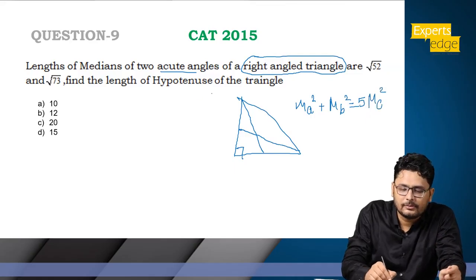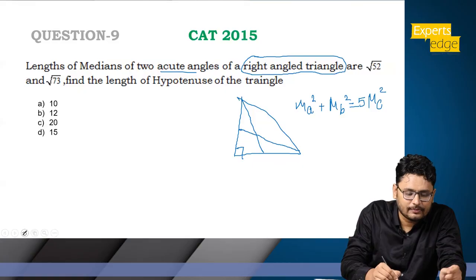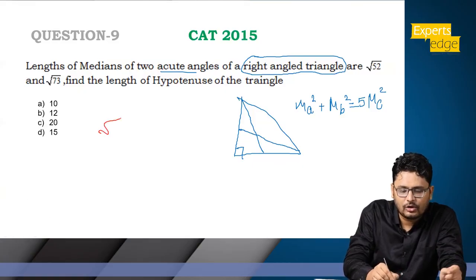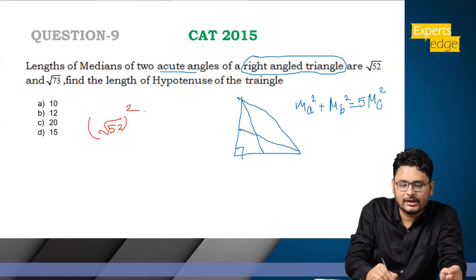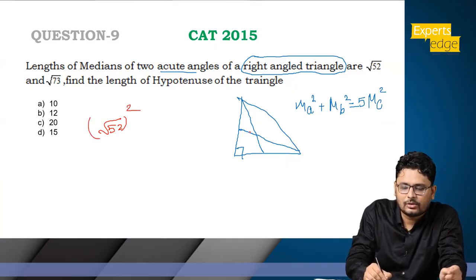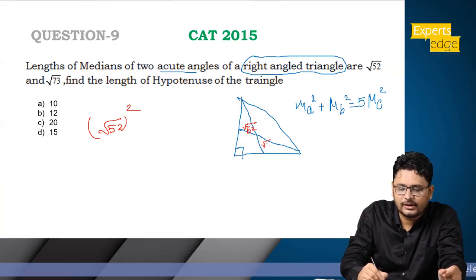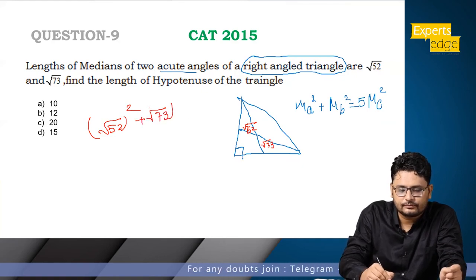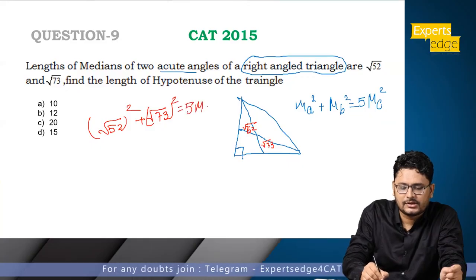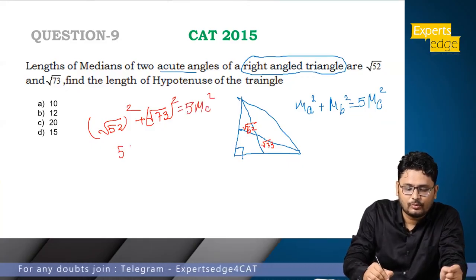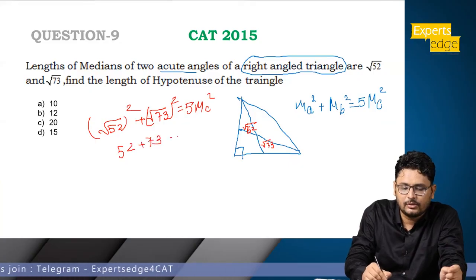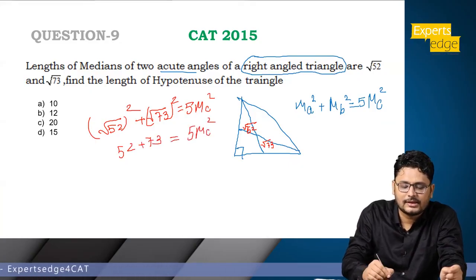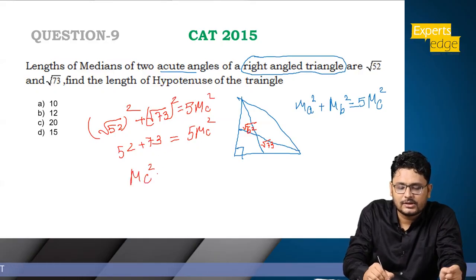So what I know is the lengths of the medians, so just put in that formula. It would be nothing but root of 52 squared, right? He has mentioned the medians of the two acute angles, so the length of one will be root of 52 and the second one will be root of 73. So squaring, it is 5 times MC square. So basically 52 plus 73 equals 5 times MC square. So basically 125 by 5, MC square is equal to 25. So MC I will get is 5.